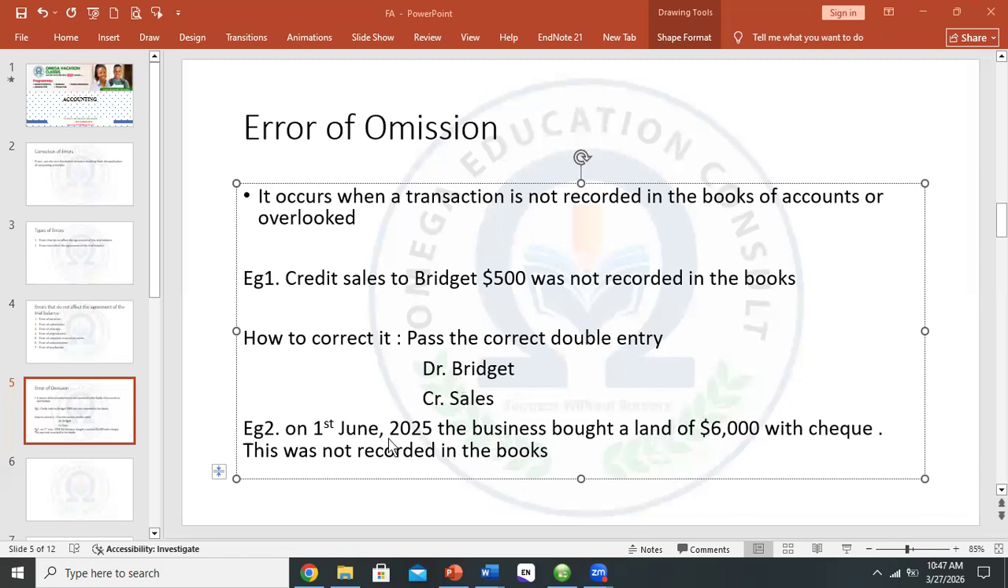Okay. So I've given another example that on 1st June 2025, the business bought a land of $6,000 with check. This was not recorded in the books. So again, the mistake is that it was not recorded in the books, making it an error of omission. So now let's correct it. And to correct it, we have to do the debit and credit. So I'm only asking about which account you will debit and which account you will credit for this transaction?